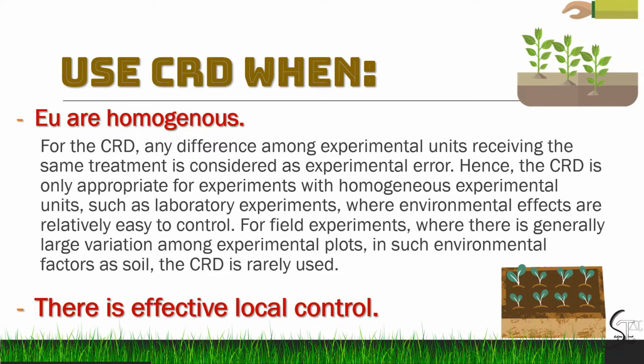For field experiments, where there is generally large variation among experimental plots in such environmental factors as soil, the CRD is rarely used because sometimes the fertility level varies. So sometimes CRD is not appropriate in this case. We will use another experimental design or design structure, which we will discuss in another topic. But for now, we will use CRD only if your experimental units are homogeneous and there is an effective local control. In other words, you can control, or other factors are held constant.